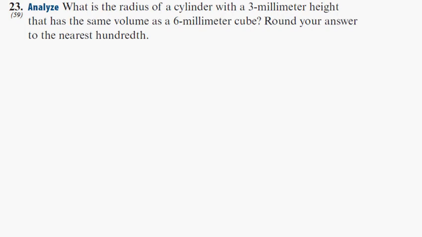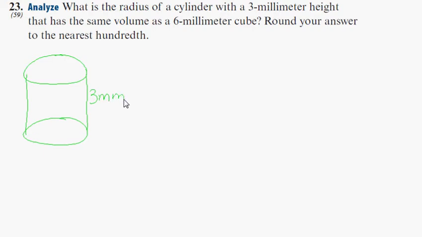We've been asked to find the radius of a cylinder with a 3 millimeter height if we know it has the same volume as a 6 millimeter cube. Let's just draw this cylinder here. Remember, for cylinders, you can just do two ovals, connect them like this, and you've got your cylinder. We know the cylinder is 3 millimeters tall, so 3 millimeters, okay.